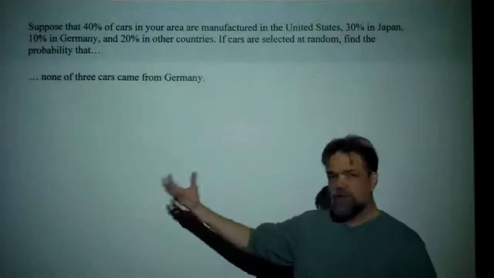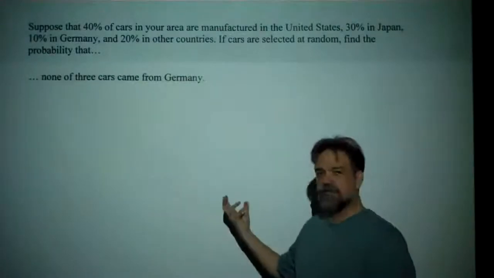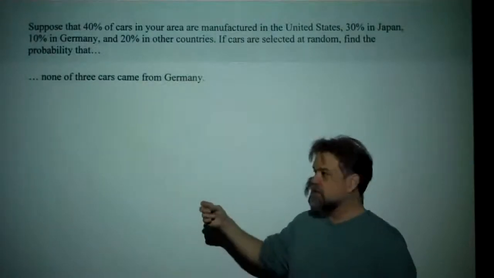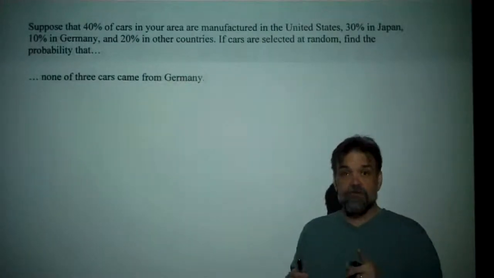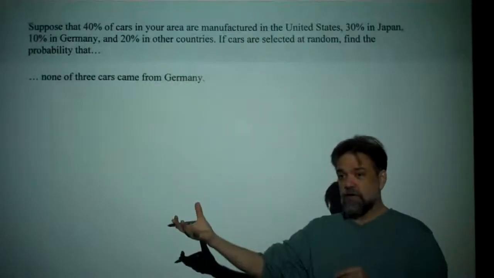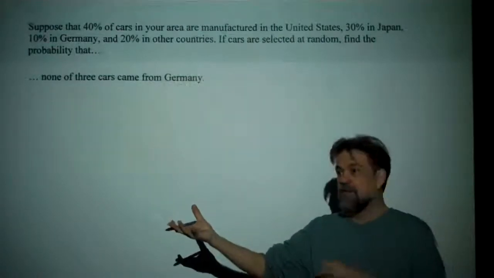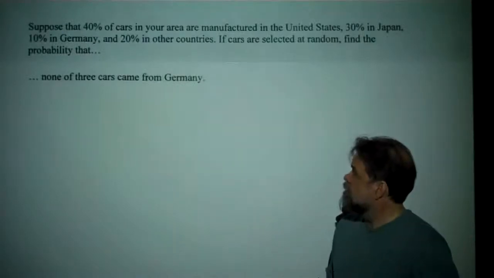That means first car not from Germany, and second car not from Germany, and third car not from Germany. So I'm going to use my multiplication rule again, okay? Because like I said, one car being from Germany or Japan or something does not affect the other car's origin, so these are independent events, okay?